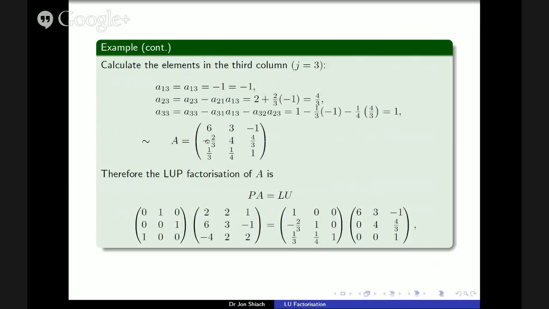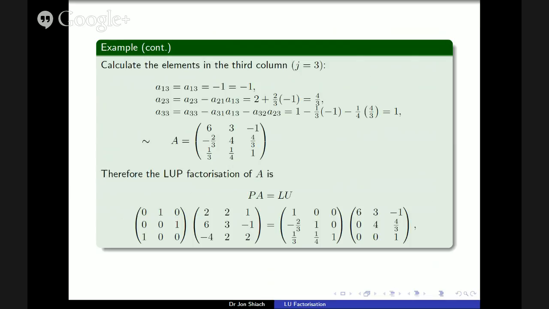The three lower triangular values, in this case minus 2/3, 1/3, and 1/4, form our L values, with the ones on the main diagonal. So you start off with your L as an identity matrix, and you just fill in the lower triangular elements with the lower triangular elements of your A. U is just the upper triangular part of A. P has been formed by your row swaps as you move through the algorithm.